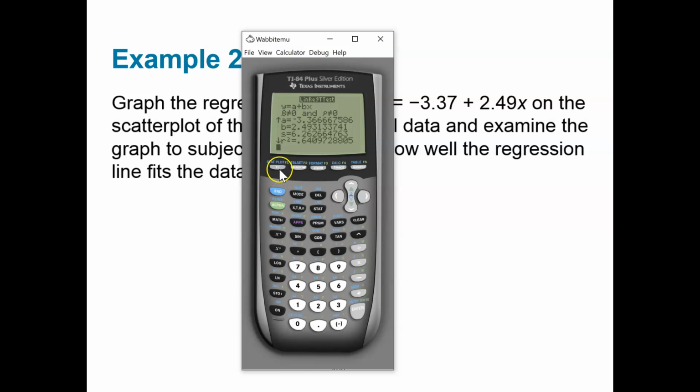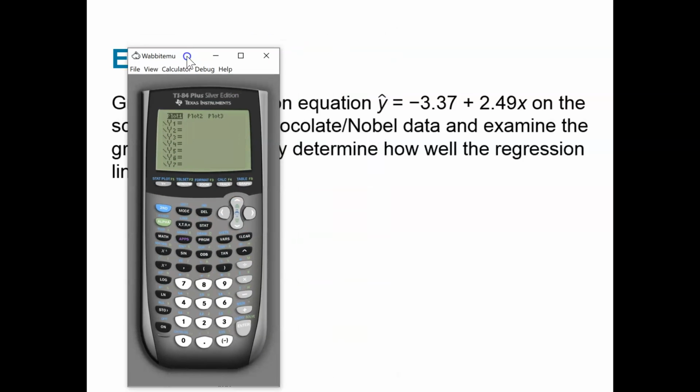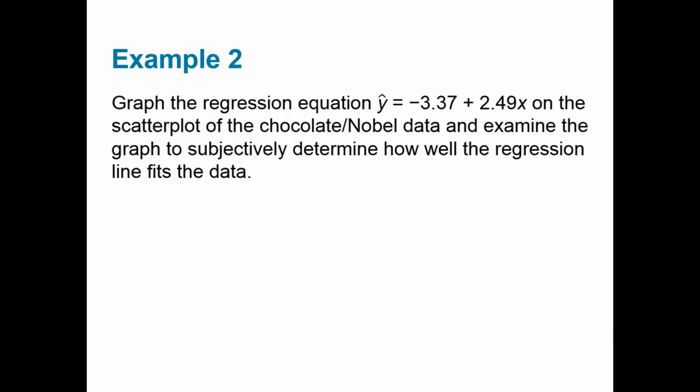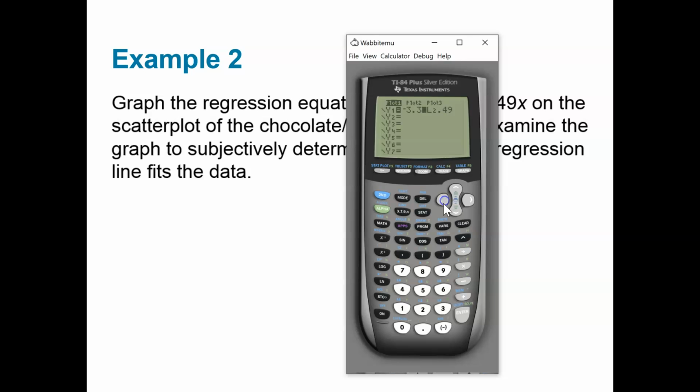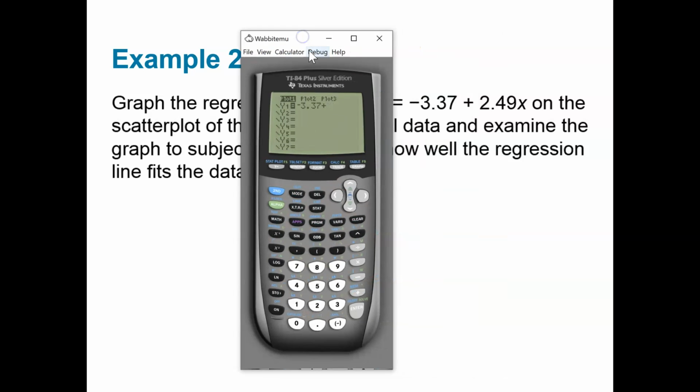First we're going to go into our y equals, and we're just going to type it in: negative 3.37 plus 2.49x. Sorry about that, my calculator did not like that, so let's clear it out. Negative 3.37, I'm going to use the plus key here, plus 2.49, and I'm going to use the x key.